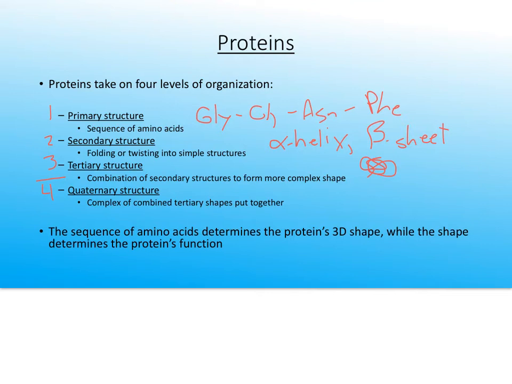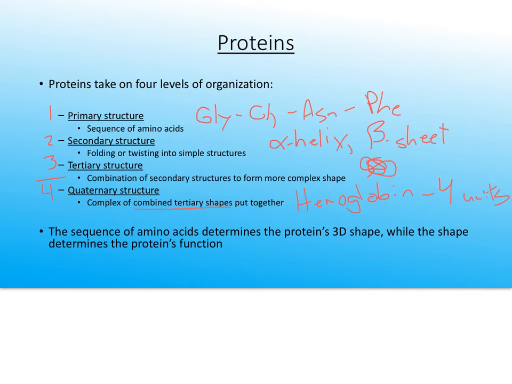If the protein needs to attach to other proteins, so combined tertiary shapes, to be functional, then we say that it has quaternary structure. So for instance, we'll see a few times this year, hemoglobin. We mentioned it back when we talked about the A1C test for diabetes. Hemoglobin has 4 subunits. Each one of those has a tertiary structure, but the protein hemoglobin is not functional until 4 of those come together, and that's what we would call a quaternary structure.